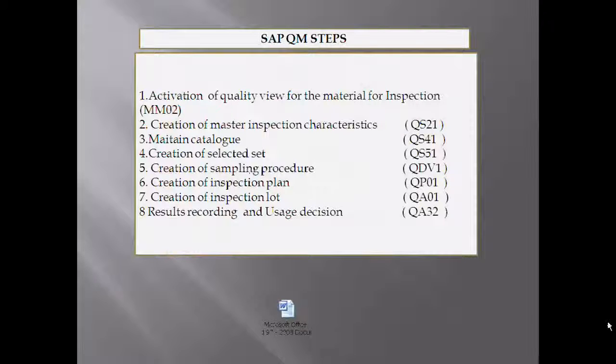Now, basically, there are these 8 steps we may need to follow in each scenario. First, activation of the quality view for the material for inspection, meaning which inspection type, whether it is incoming, in-process, or final; we will activate the quality management view while creating the material master. Then creation of master inspection characteristics, that is QS21, which you can create as qualitative or quantitative. Then maintain catalog, selected set, sampling procedure, then inspection plan, creation of inspection lot, results recording, and usage decision.